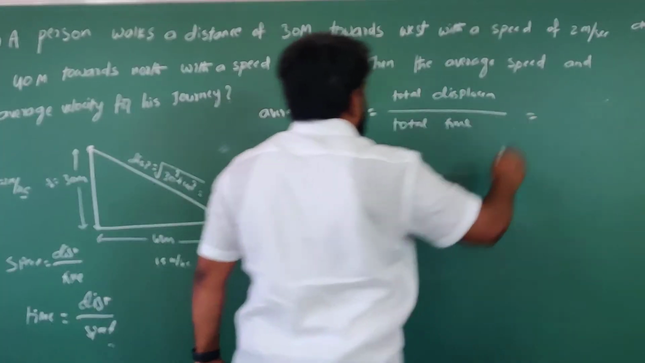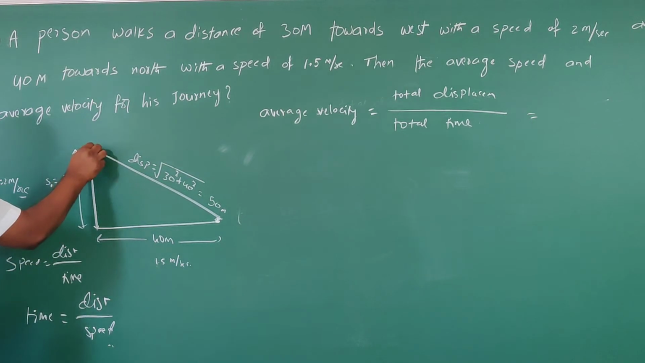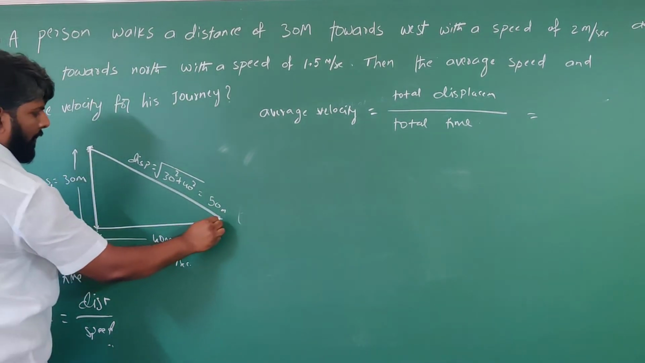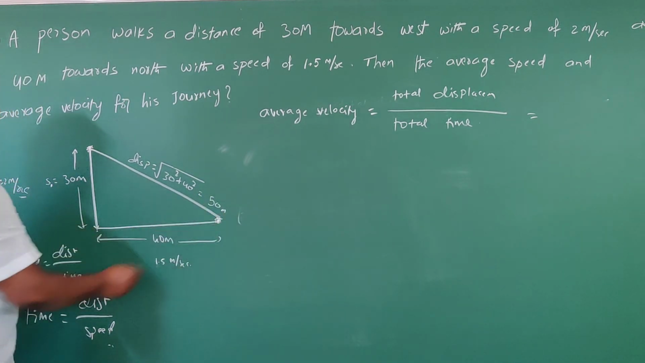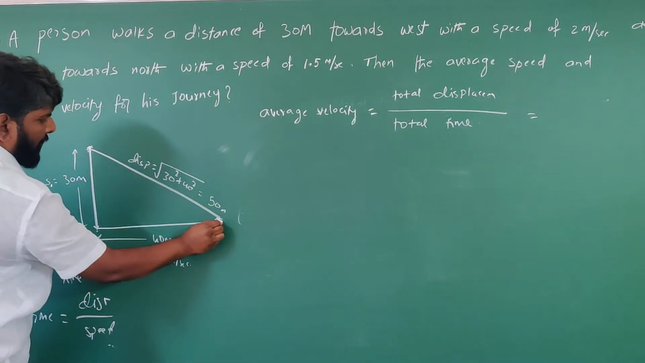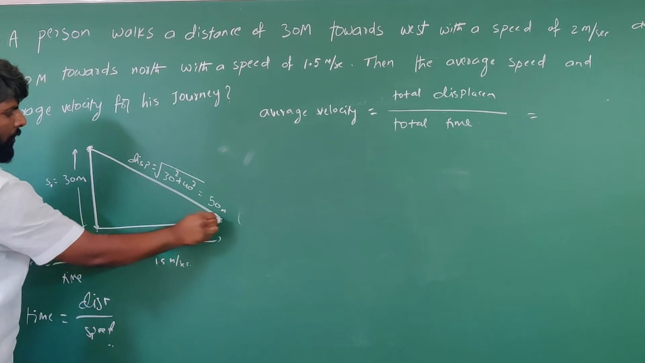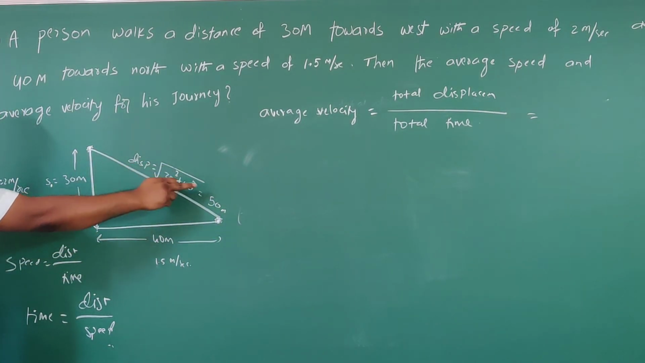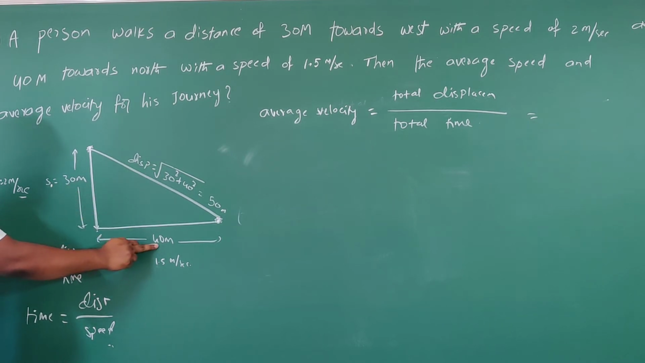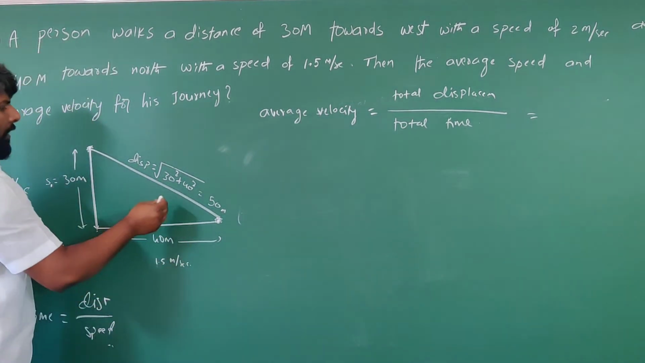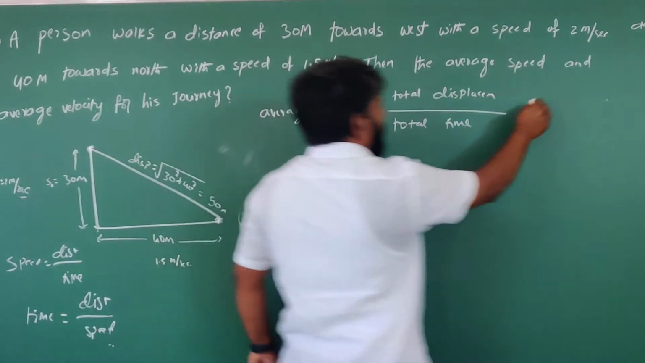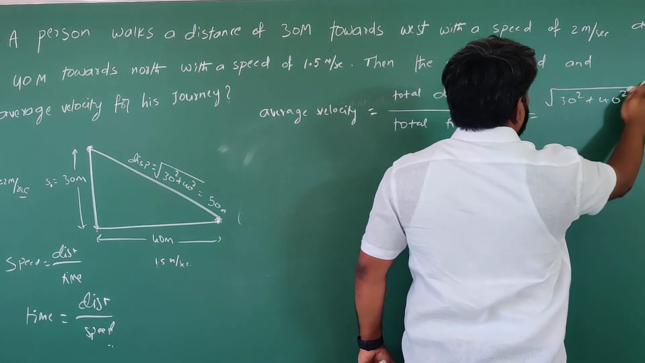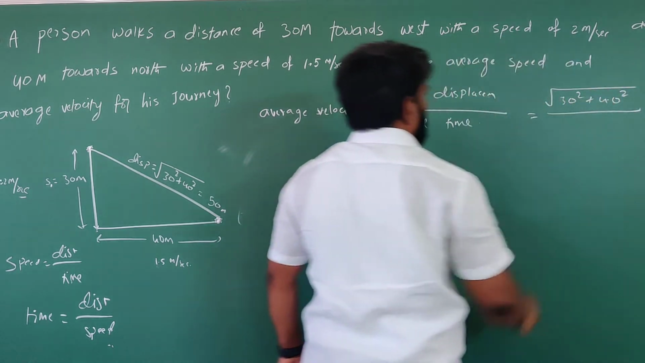Total displacement. So observe here. Initial position west 30 meters and 40 meters north is the final position. So displacement means shortest, it is like a hypotenuse. For finding the value of the hypotenuse, what is the formula? Root of 30 square plus 40 square. So here, simple formula, students. Root of 30 square plus 40 square is the displacement.